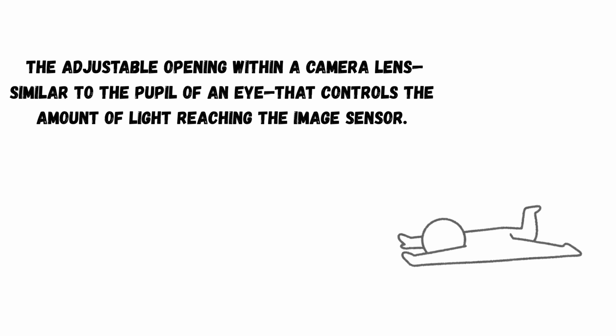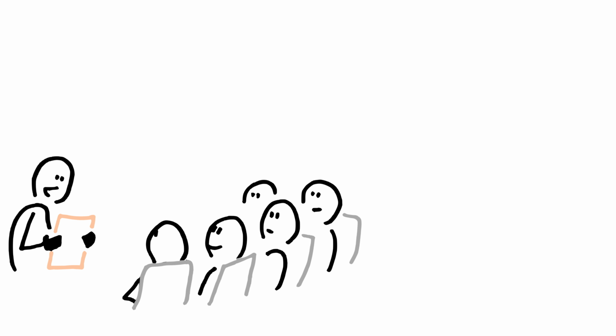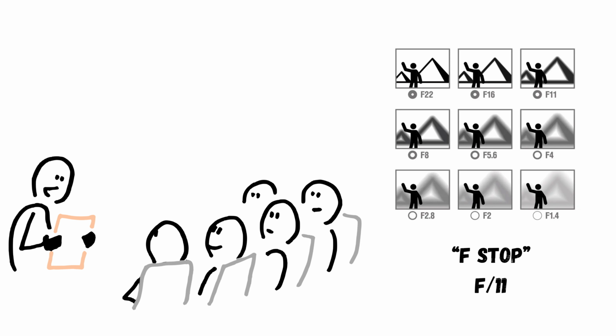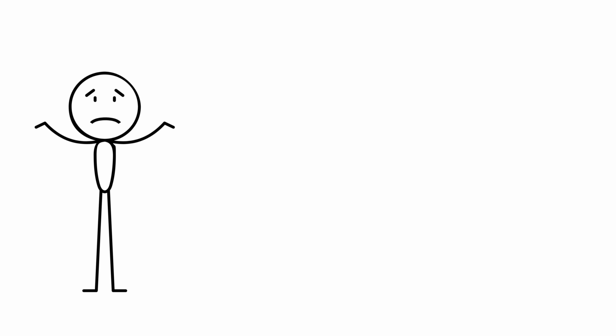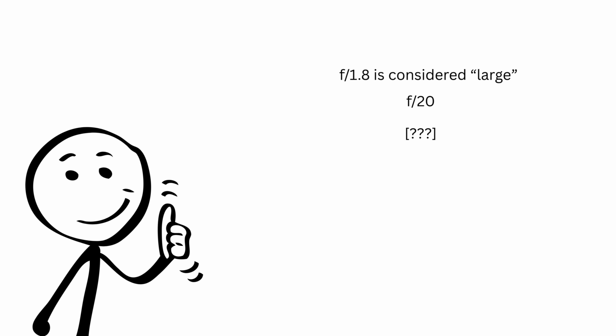Aperture. A little bit less complicated than shutter speed. Aperture is the adjustable opening within a camera lens, similar to the pupil of an eye, that controls the amount of light reaching the image sensor. It is measured in what we call f-stops. A lower f number indicates a wider opening, while a higher f number indicates a narrower opening. People sometimes find it confusing as to why a large aperture is f1.8. Shouldn't it be f20? It's weird, but don't overcomplicate it.